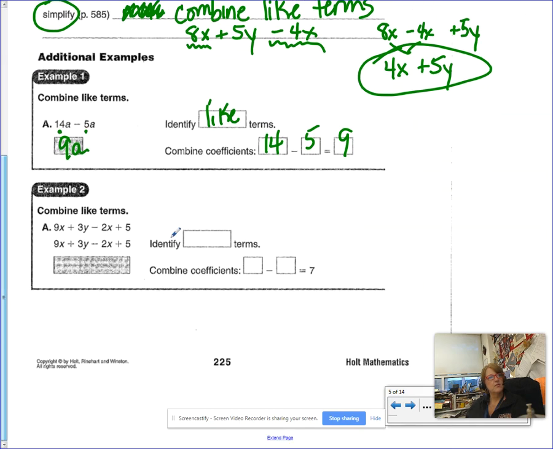Look at example 2. Identify these like terms. Let's see. I have a 9x and I have a minus 2x. The 9 minus 2 gives me a 7. So I have 7 x's. That takes care of that and the minus 2. I still have a plus 3y. That can't be combined. And the number 5, that's called a constant. That doesn't have any other plain old constants. So that's as much as you can combine.